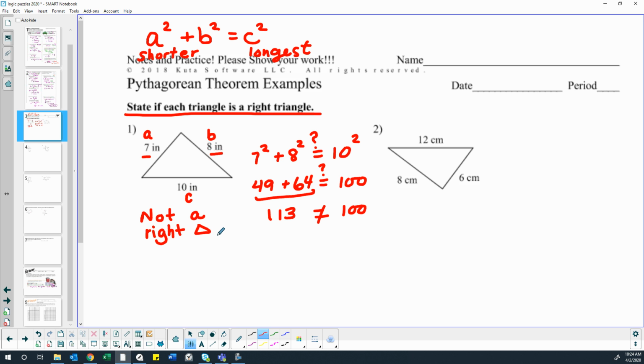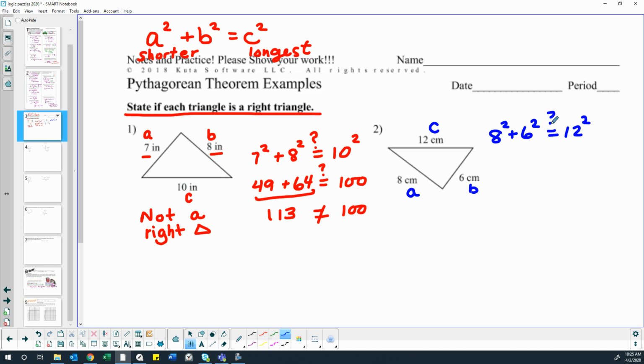Go ahead and try a problem on your own with this. So stop the video now if you think you want to give it a try. If you need to see another example, then I will keep going. So again, this is the longest side, C. These are shorter sides, so we'll call them A and B. It doesn't matter which one is A and which one is B. So then we just use our formula, 8 squared and 6 squared. We're going to see if that equals 12 squared.